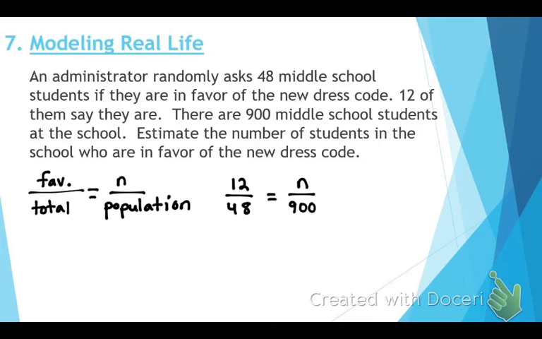Did anybody use the mental math method? Okay. In order to find the mental math method, you're just taking the bigger number, 900, and dividing by the smaller number, 48. What's the missing link? 18.75. Okay, so I can multiply it by 18.75. How many of you would say that you chose to do cross products?